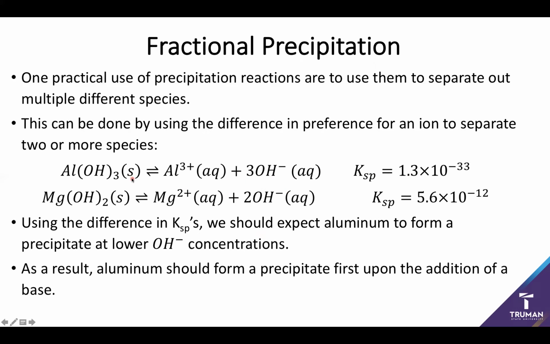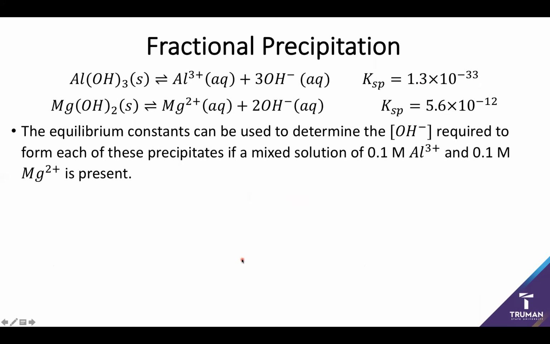And so as a result, we should expect aluminum to form precipitate first as I start adding in hydroxide. And so what we can do is try and figure out what sort of levels of hydroxide would be required for a precipitate to form if I was going to mix a solution of 0.1 molar aluminum and 0.1 molar magnesium. So how much hydroxide would be required to make the aluminum precipitate and how much to make the magnesium precipitate.